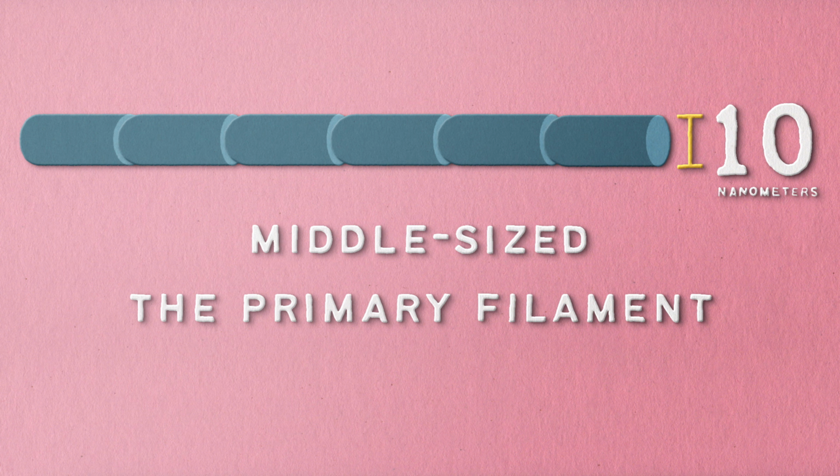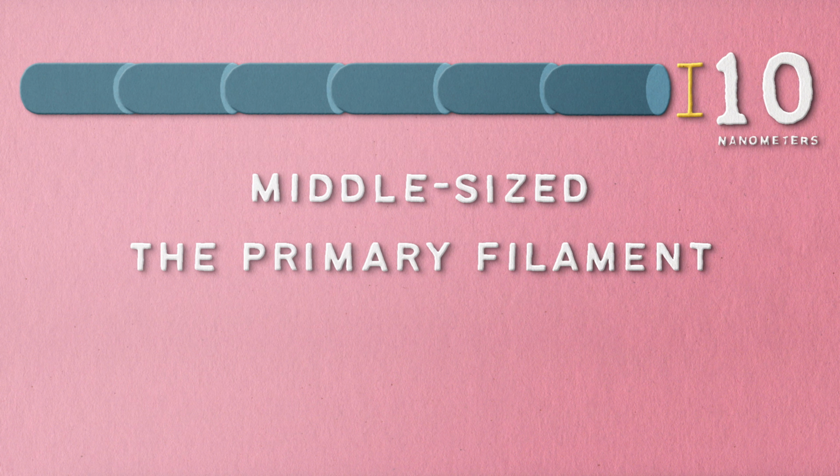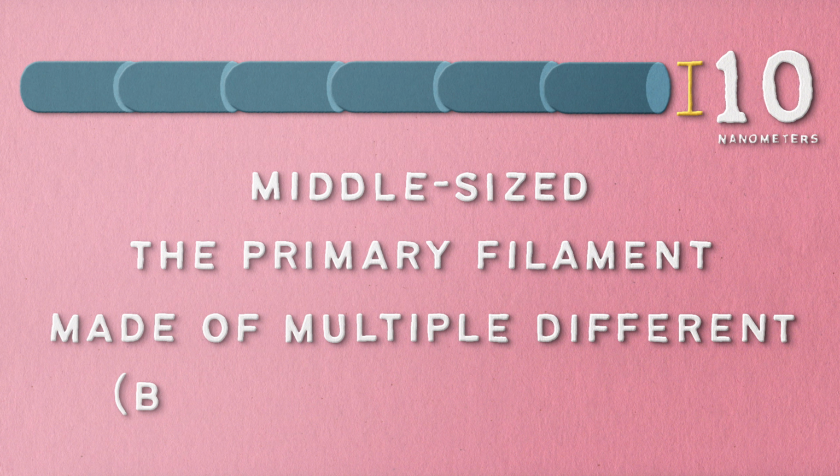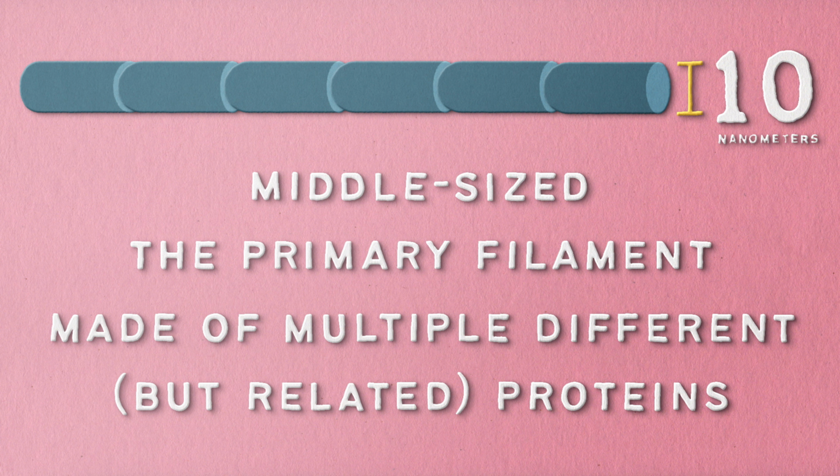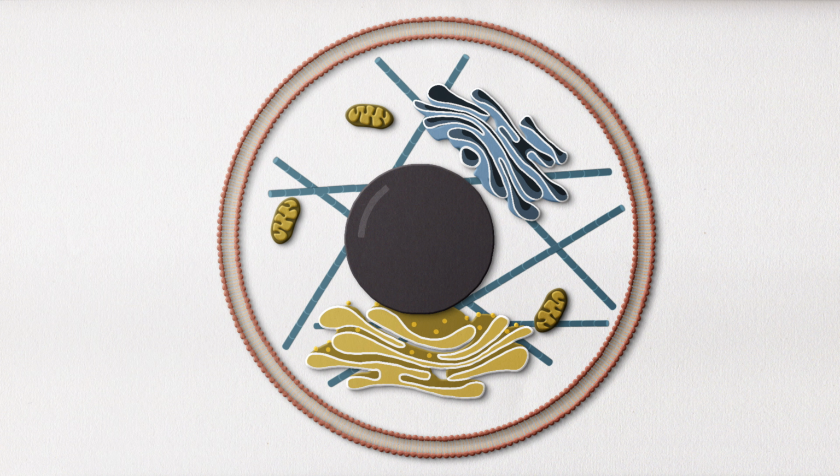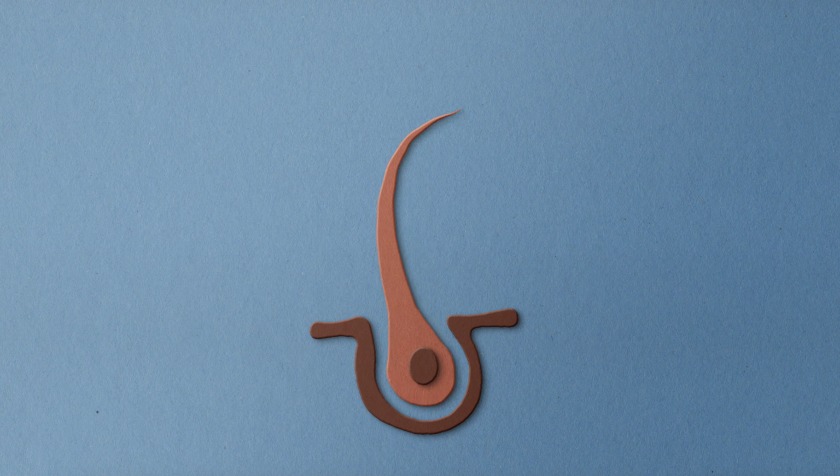Intermediate filaments, which we can also call IFs, are made of multiple different but related proteins with similar structural features, and are also the most stable component in the cytoskeleton. Because of their durability, IFs make up more durable parts of the body, like your hair.